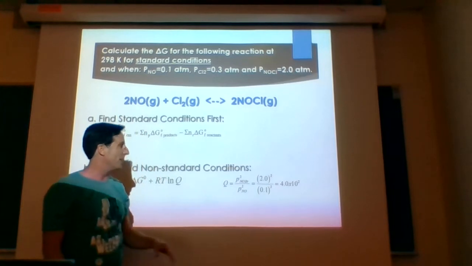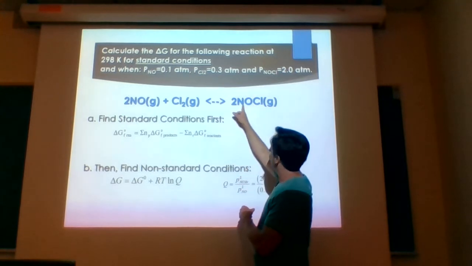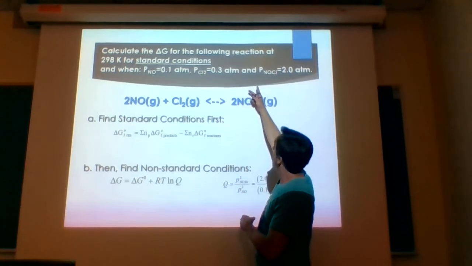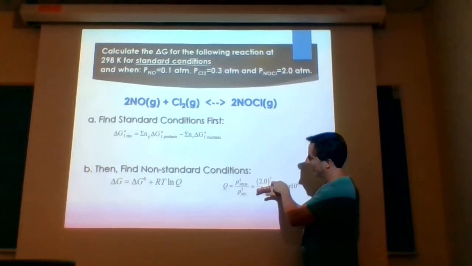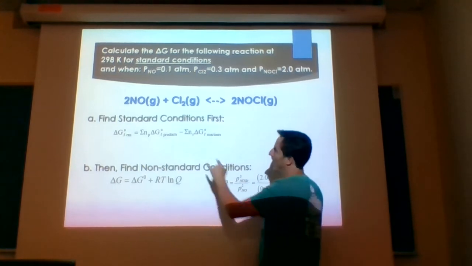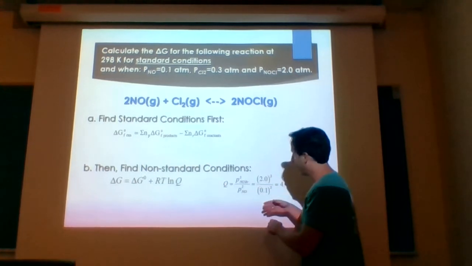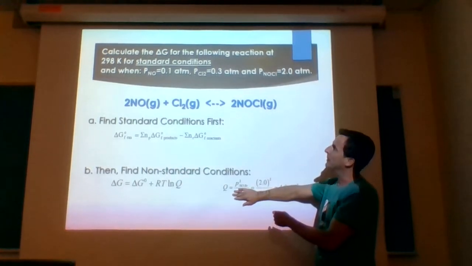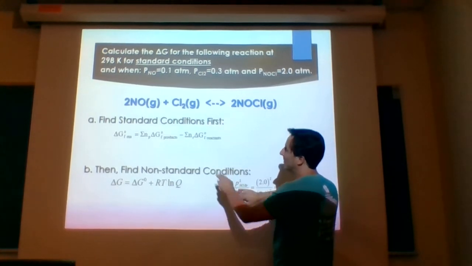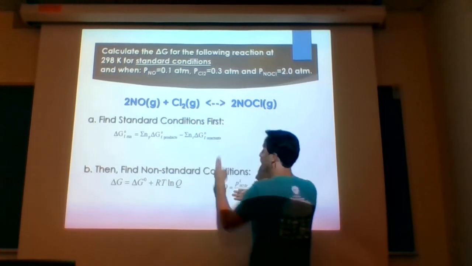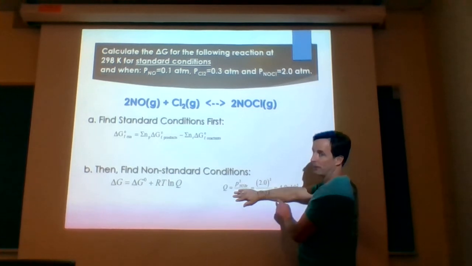So if I write out my Q value, this is what's messed up on our table. The Q ought to be the pressure of the NOCl squared, so that's going to be 2 atmospheres on top, squared, and that part's still fine, over, and now we're going to have 2 things in the bottom: NO squared times Cl2. So in the bottom, forget what it has here. It's going to be the 0.1 atmospheres for the NO, squared, times the Cl2, which is 0.3 atmospheres. So it'll be 2 squared over 0.1 squared times 0.3.